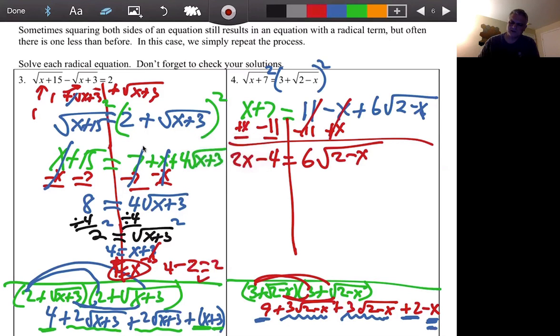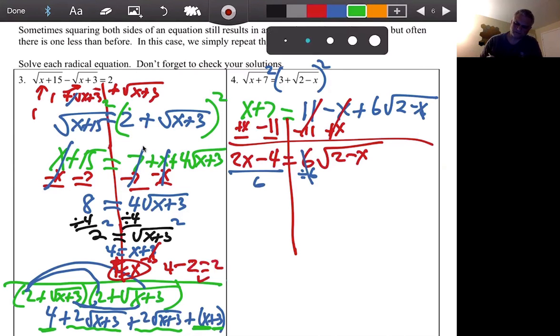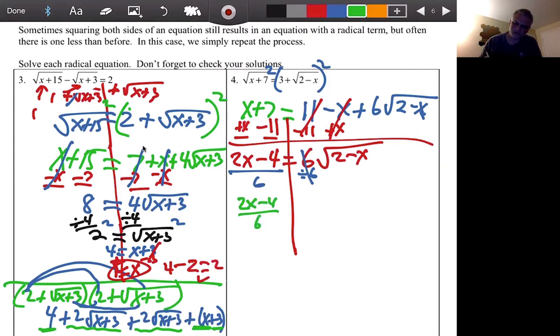Okay. Next thing we need to do, I can anticipate needing a little bit of room down here. Next thing we're going to need to do is isolate the radical fully by dividing by 6. Well, we got 2 terms here. Sure, let's do it like this. I could have just put the whole 2x minus 4 over 6. I think you'll like that a little bit better. So we've got 2x minus 4 all over 6 equals root 2 minus x.